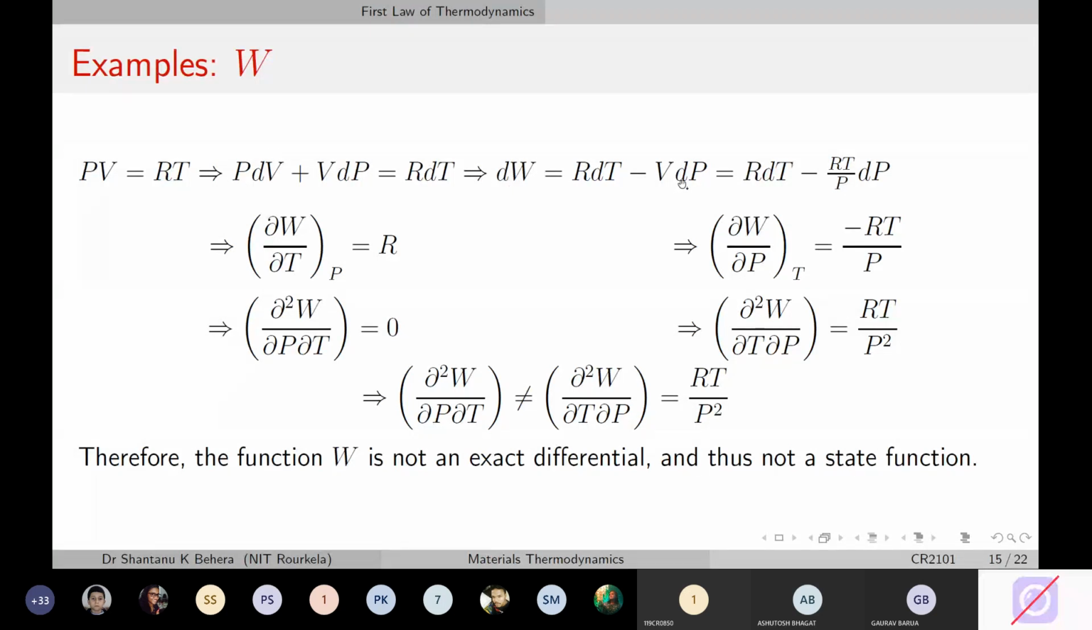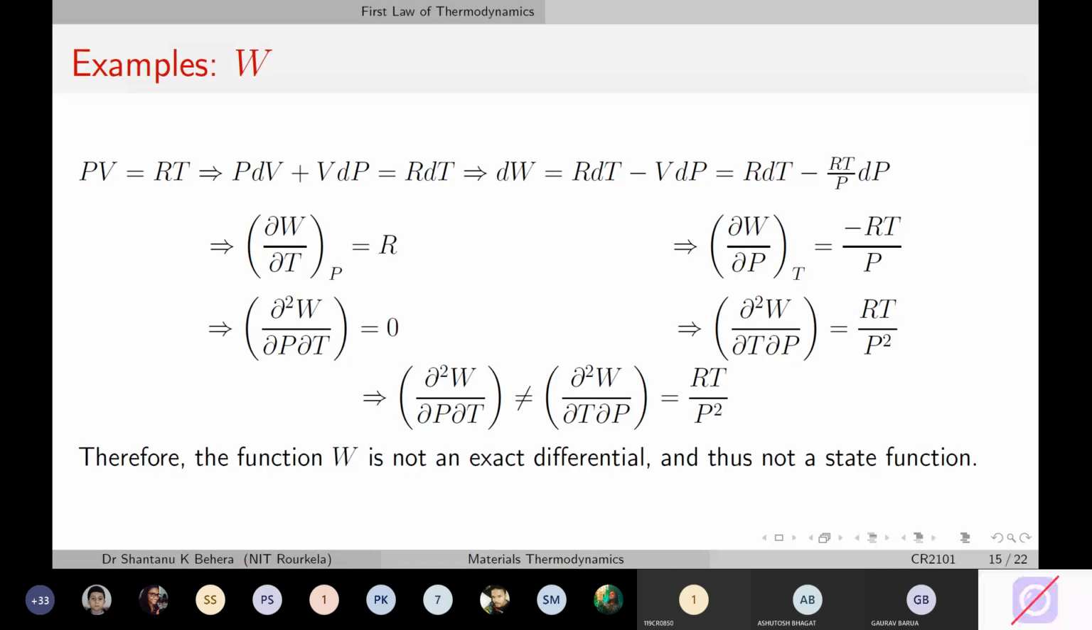All right, and you reorganize V as RT by P. You have the term RdT minus RT by P dP, or RT dP by P. Now this becomes our functional dependence of this term dW with the variables, which is T and P is pressure.